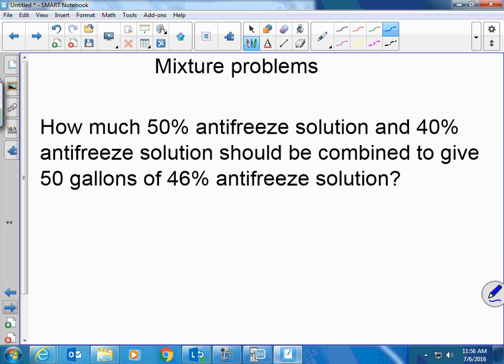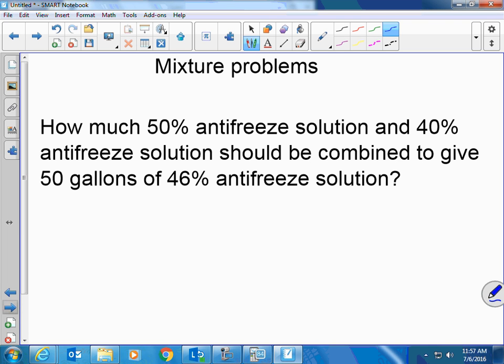All right, mixture problems. Mixture problems are a type of problem that a lot of people do not like, but don't make them too confusing. I don't have one of these in the homework problem, but I think it's important for you to see them.